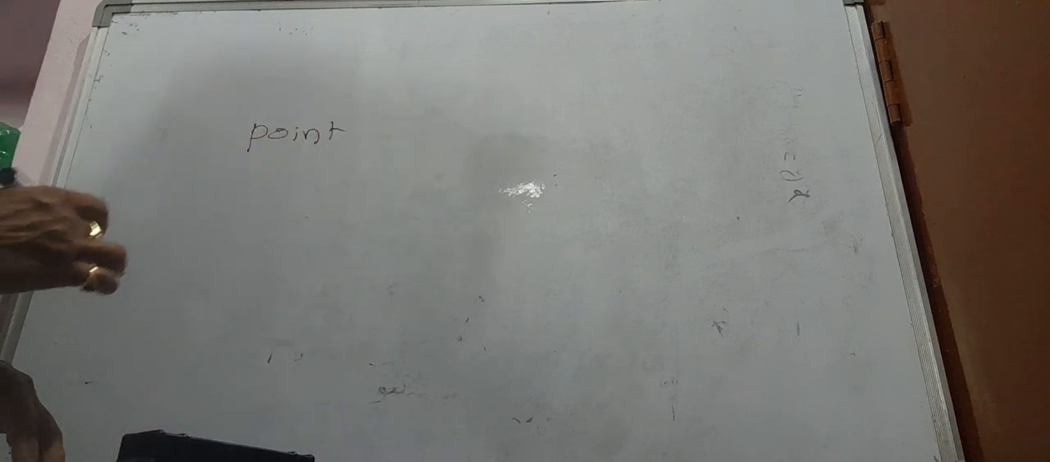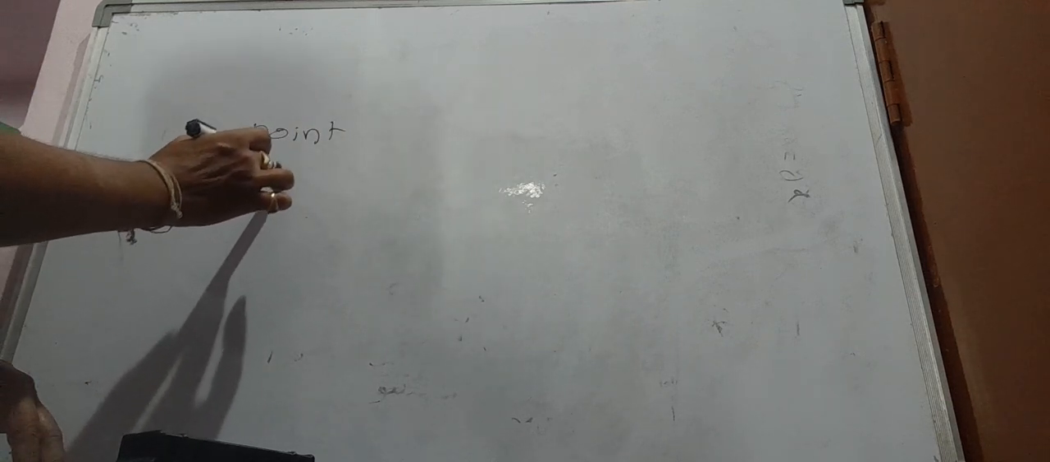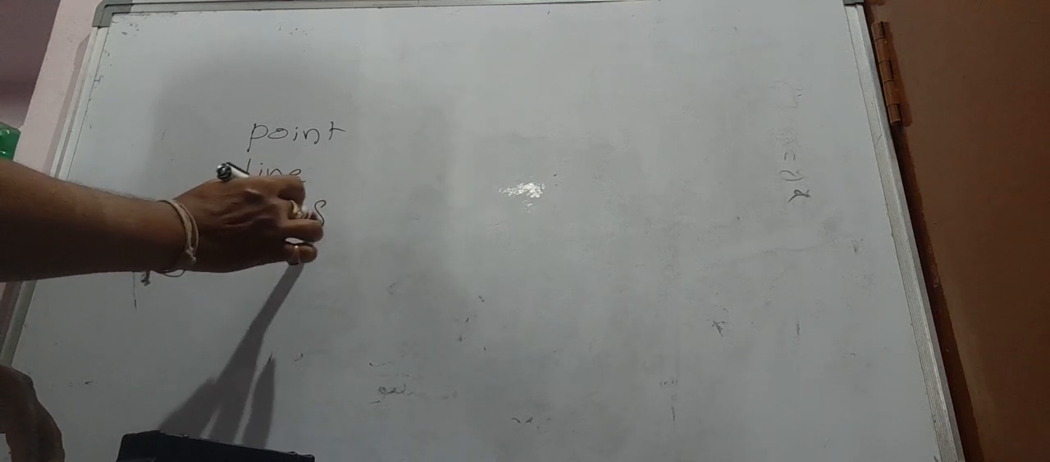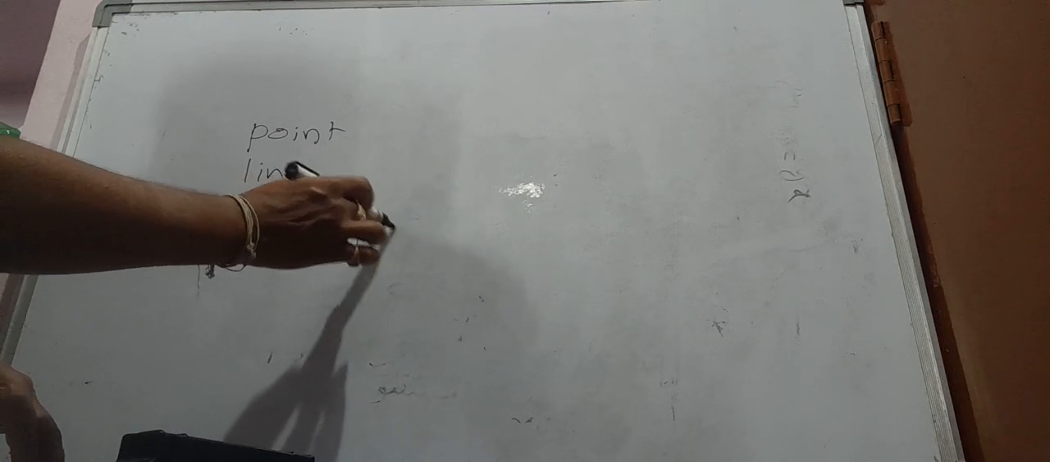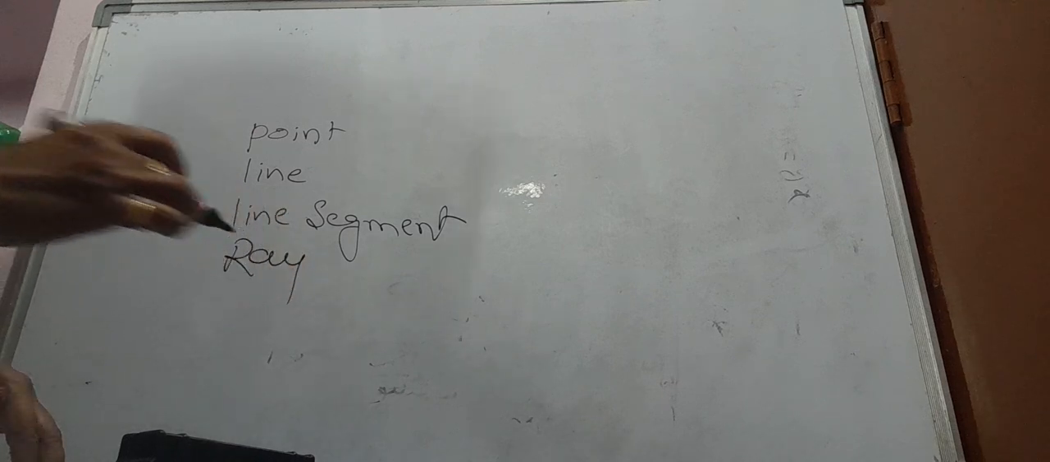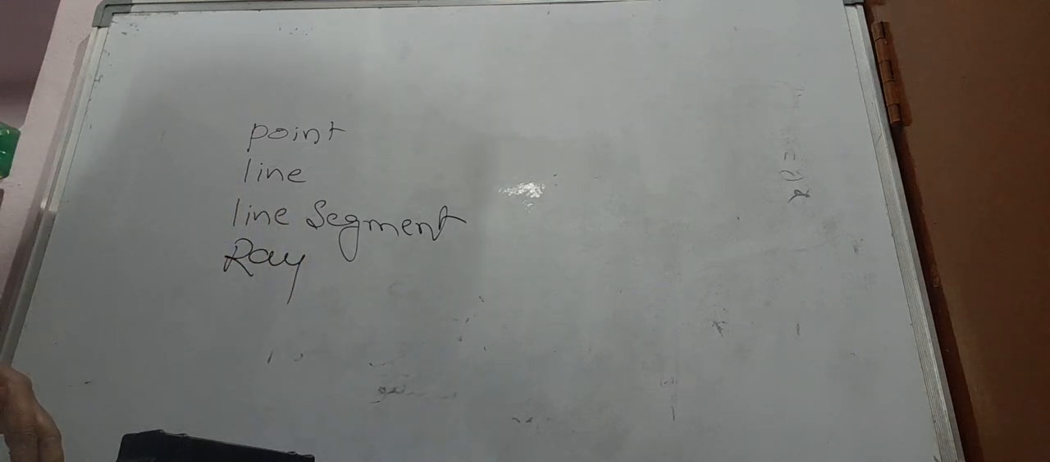point, line, line segment and ray. Already I have given an explanation in my Facebook channel about point. Point is a circle with zero radius.